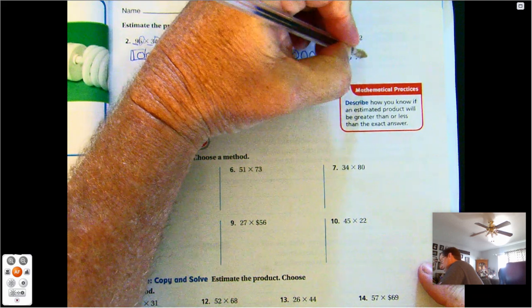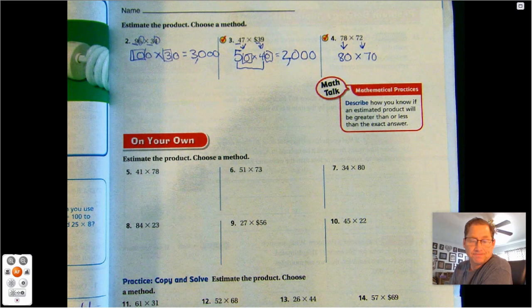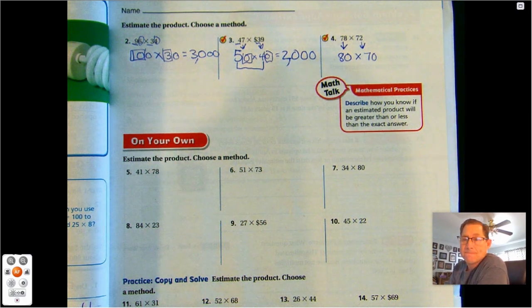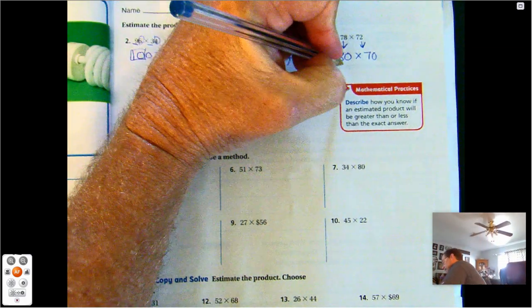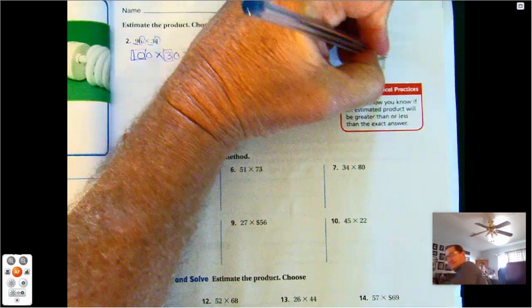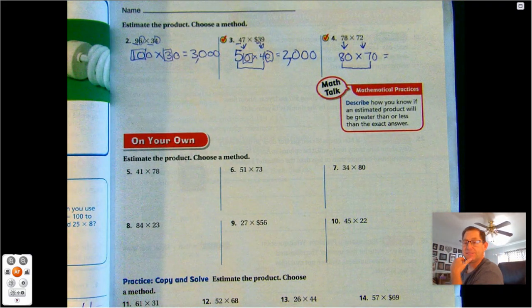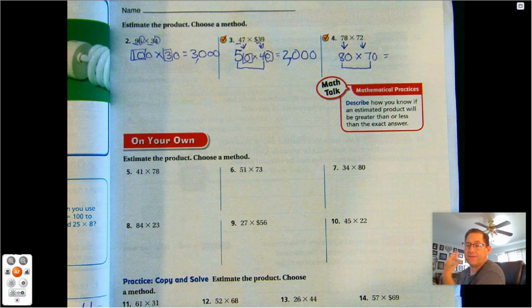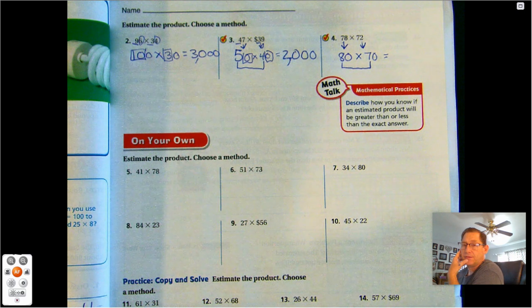So 80 times 70. The basic math fact, 8 times 7. 8 times 7 is 56. If I didn't know that, I would probably start with 8 times 5, which is 40. Then add 8 more, which would be 48. And then I would add the 7th 8, which gets me to 56.